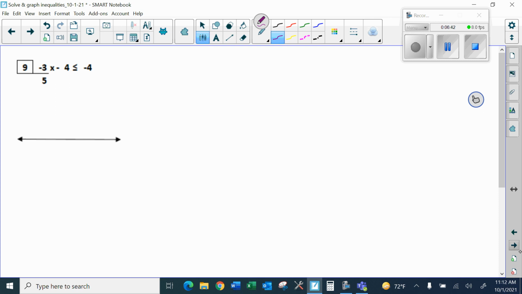Okay, here we go. Again, I'm going to reverse PEMDAS because there's no distributive property and no combining like terms. So add the 4 across. -3/5 x is less than or equal to 0. So what times x equals 0? 0 does.